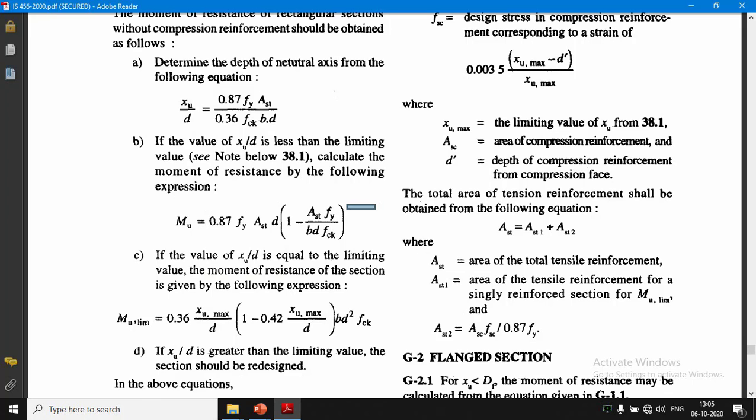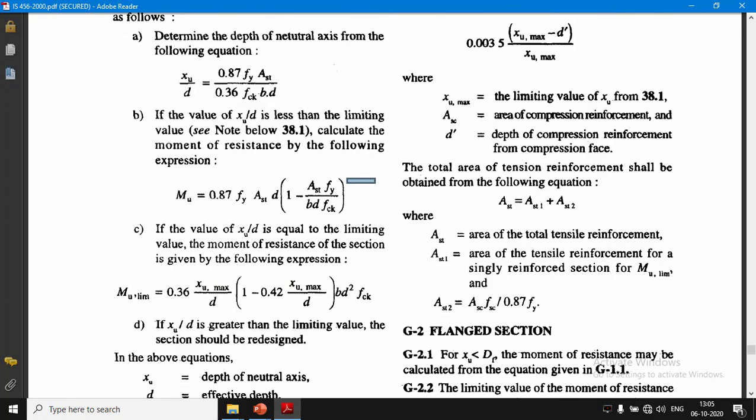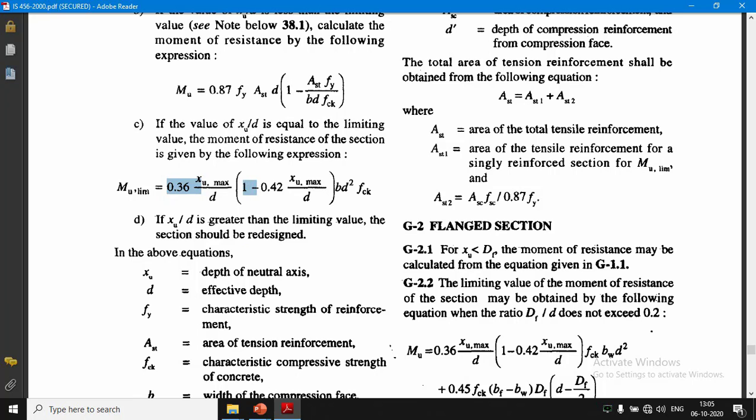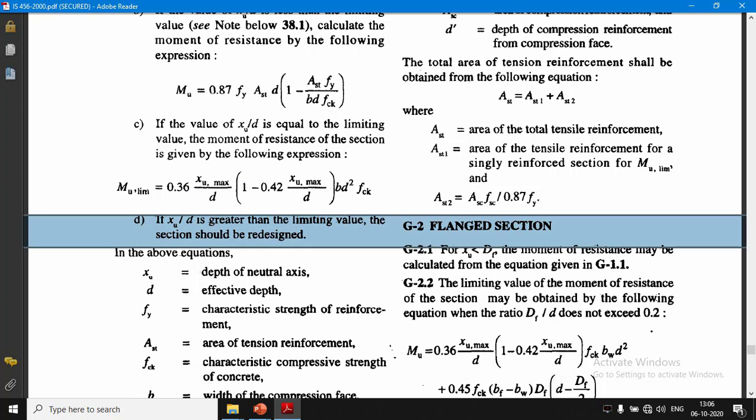This formula we have already seen. Directly in the code book itself they have given it, so you can refer to it, write the formula and calculate the moment. For example, if xu by d is equal to the limiting value, then instead of xu you can use xu max. So it will be 0.36 xu max by d into 1 minus 0.42 xu max by d into fck bd squared. This also we have seen.